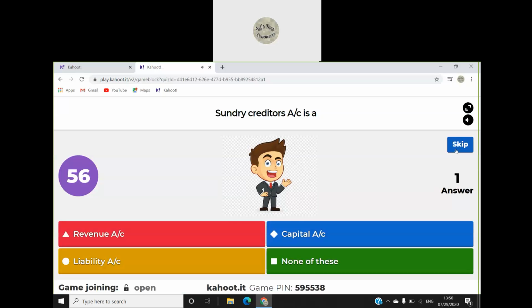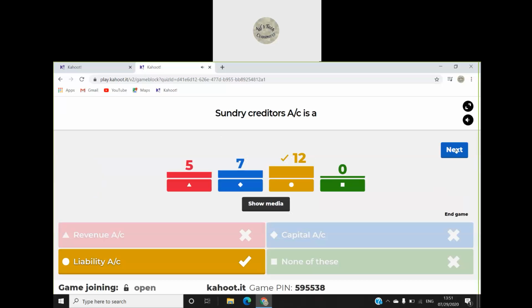Sundry creditors account is option A, revenue account, option B, capital account, option C, liability account, and option D, none of these. Quickly answer. We have less time with us. Yes, it is a very simple question. Sundry creditors कौन से होते हैं? Revenue होता है, capital होता है, liabilities और none. Yes, so the correct answer is liability account.